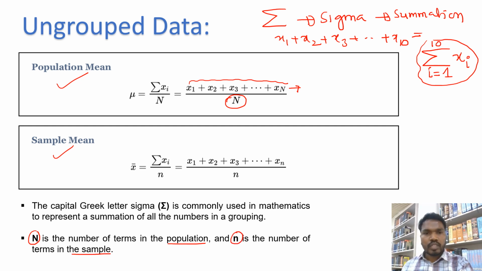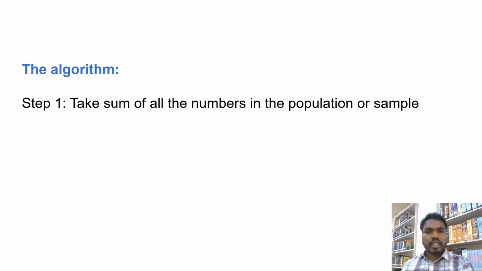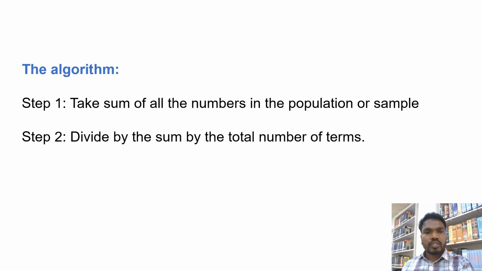Now let us take one example, but before that, these are the two simple steps we follow to find the mean of the data. In the first step, we take the sum of all the observations, all the numbers or all the data points, whether it is a population or a sample. Then we divide that sum by the total number of observations. That will give you the mean for the population or the sample.